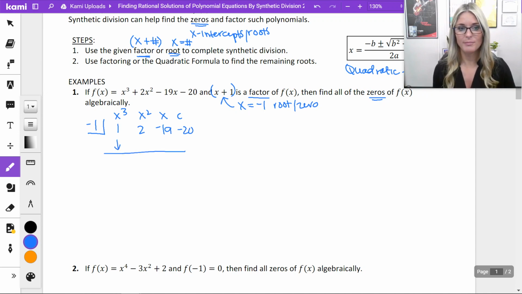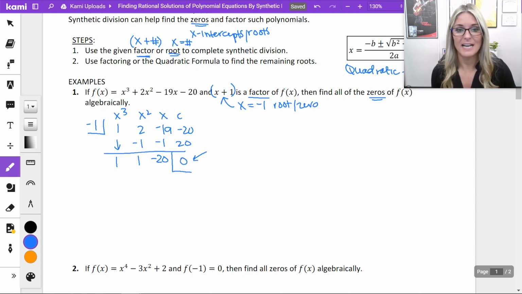That first term, the 1, is going to always come straight down. Multiply with my box, getting negative 1. Add straight down gives me positive 1. Multiply again with the box. 1 times negative 1 is another negative 1. Adding straight down, negative 20. Multiplying with the box, I get positive 20 for my last line here. And adding straight down, I get 0.